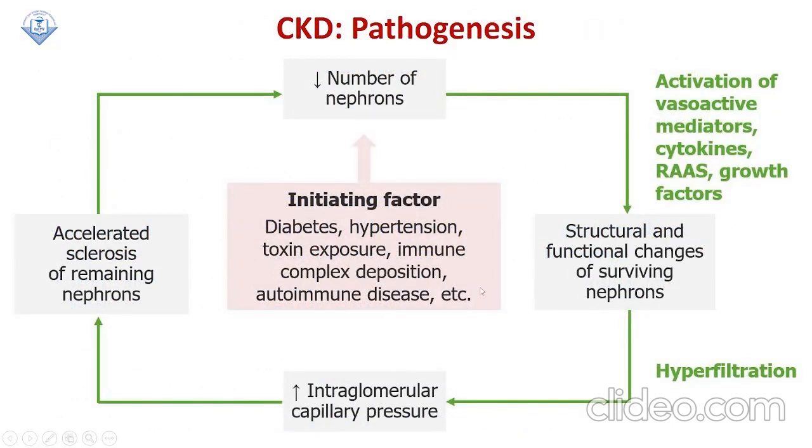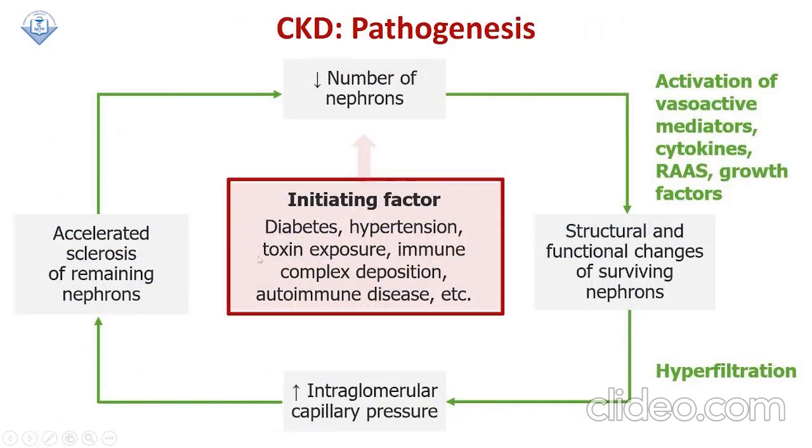Pathogenesis of chronic kidney disease. We have some initiating factors like diabetes mellitus, hypertension, and so on, which I discussed already. And what has happened next? Some number of nephrons is dying and decreases. This leads to activation of vasoactive mediators, cytokines, renin-angiotensin system, and we have structural and functional changes of surviving nephrons. They are overloaded with exertion, and this leads to hyperfiltration process.